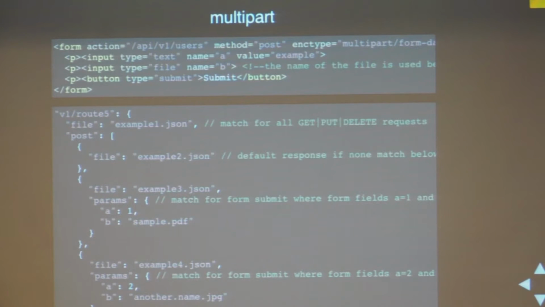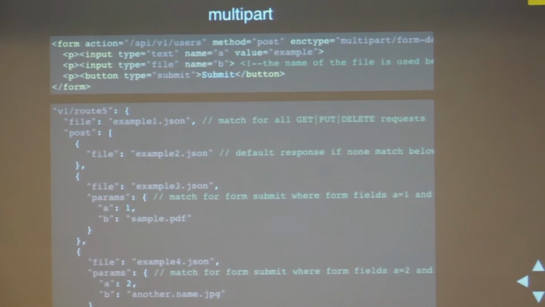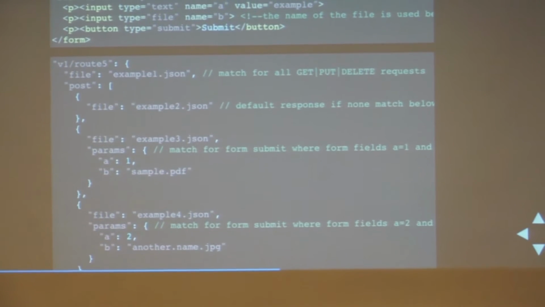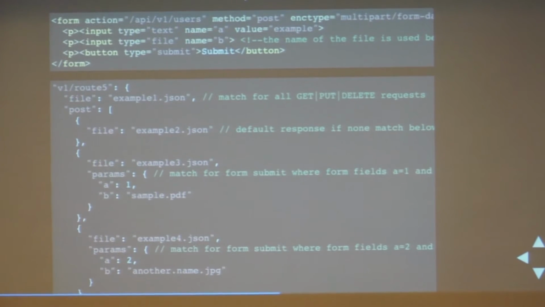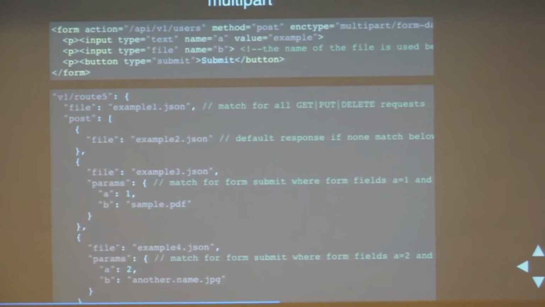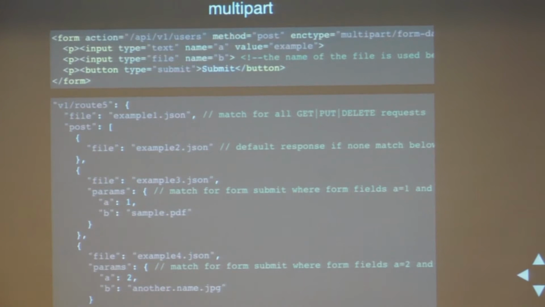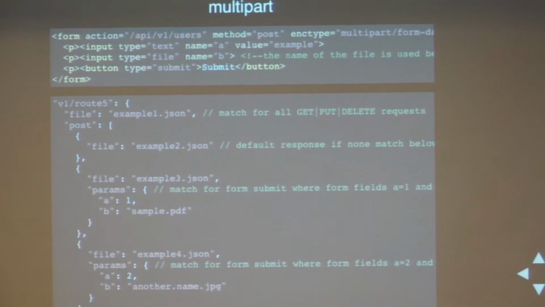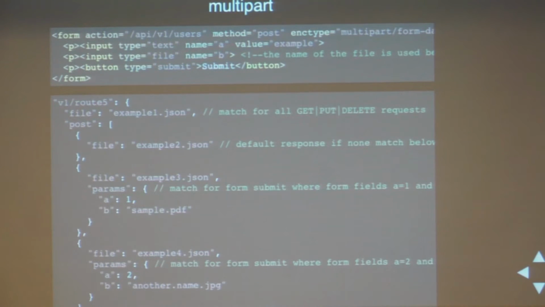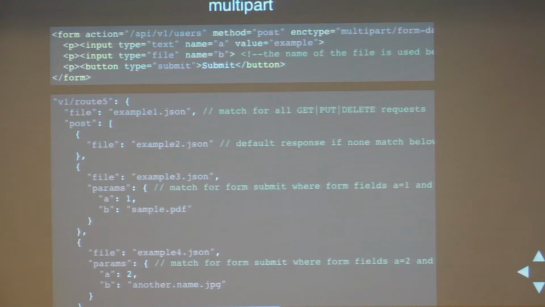Multi-part is a little trickier. Now you're dealing with potentially binary content. The mock server doesn't care what you upload. It uploads it into memory and it goes away. But it does match on the file names, which sometimes, as we're doing demos, we want something else to happen in case a certain file is uploaded. So we match on the file name as well, and Echo can handle that pretty nicely too.